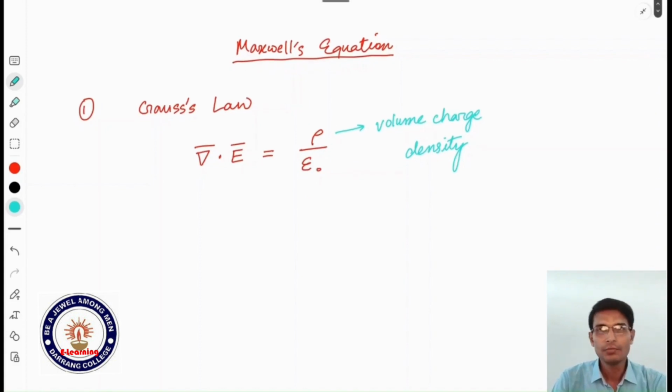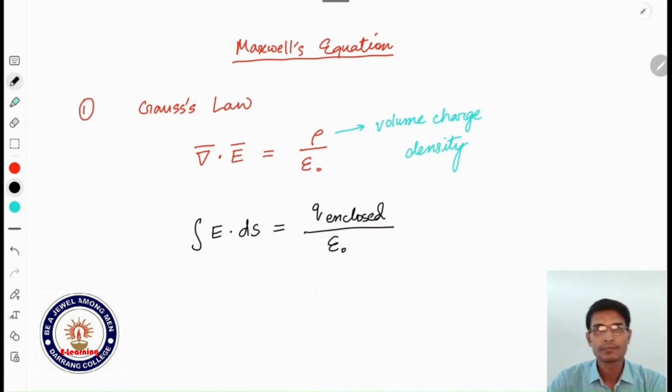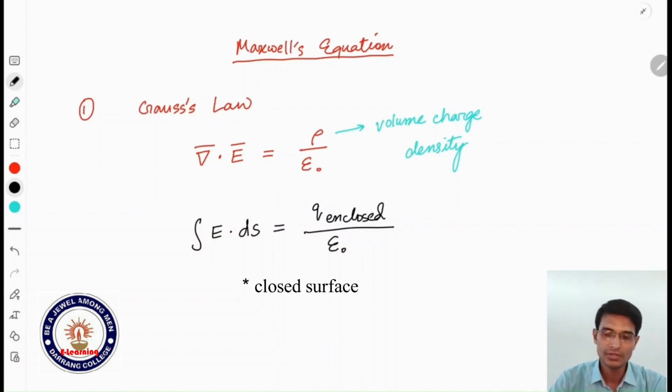The integral form of this Maxwell's equation you already know as integral E dot dS is equal to q enclosed by epsilon naught, where E is the electric field coming out of a surface and q enclosed is the total charge enclosed by the surface. You already know this.